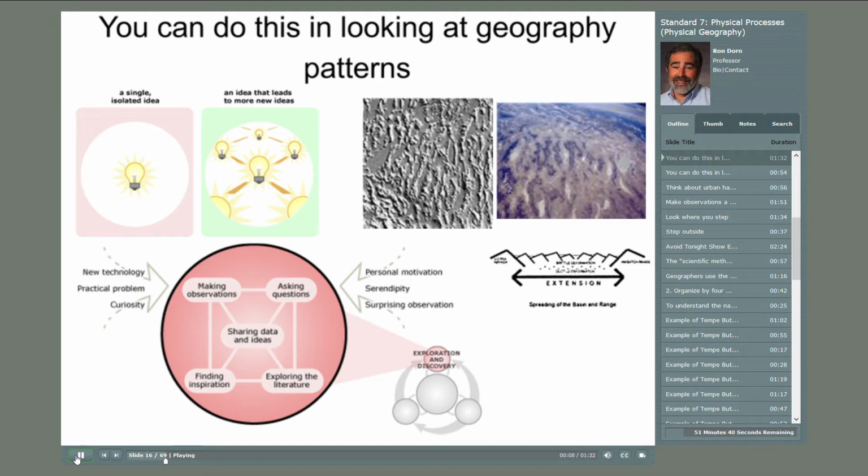Let's take a look at the Basin and Range Province that stretches from eastern California to Utah. It's a very clear geographical pattern. If you look at the topographic image, or the view from the space shuttle looking down at Nevada, you can see that there are a series of north-south trending ranges. So you get an idea on how that might have formed.